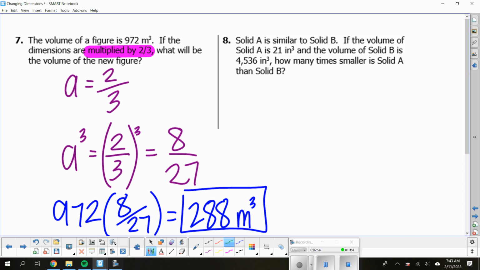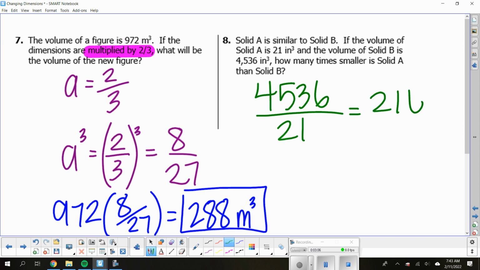So I'm going to take 4,536 and divide it by that 21 to see what I did to 21 to make that 4,536. And when I do that, I get 216. So that's my A value. Sorry, my A to the third value.